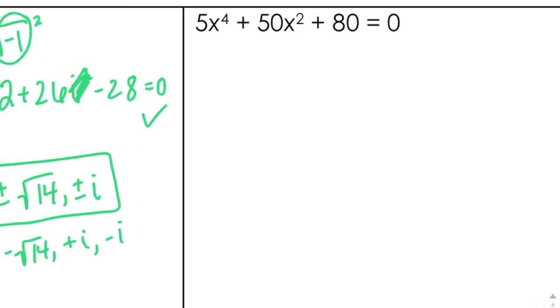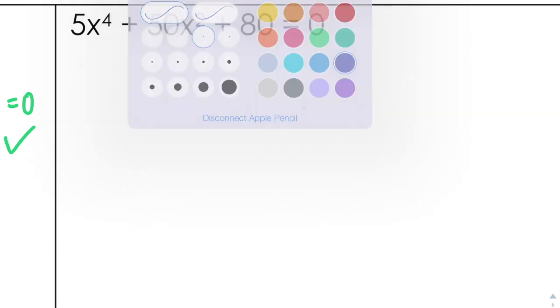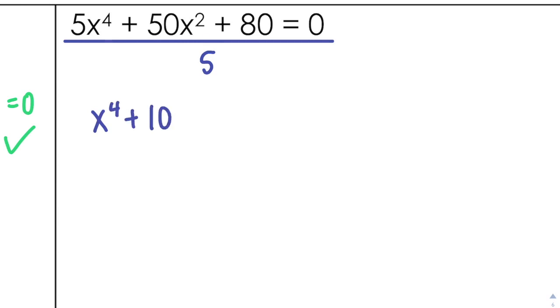So taking a look at this next one, 5x to the fourth plus 50x squared plus 80. I can take out a 5. Nothing else. If it were like x cubed, x squared, x, I could do more. But in this case, I'm just going to divide everything by 5 and take that out to reduce my numbers when I'm solving. So I get x to the fourth plus 10x squared plus 16 equals 0.